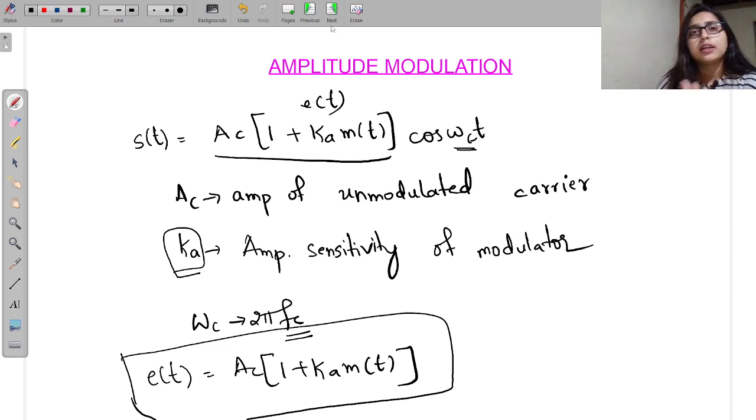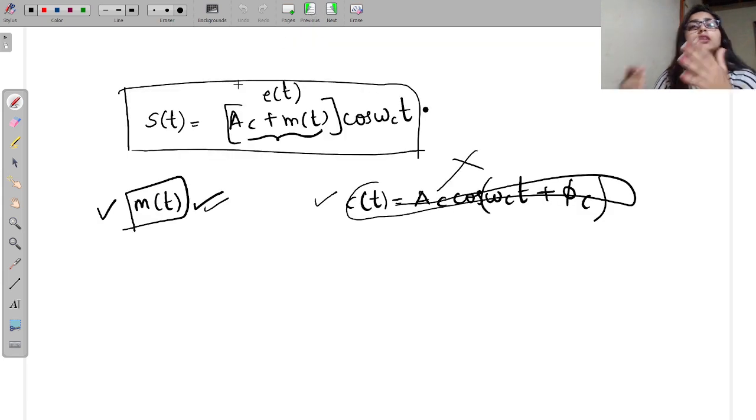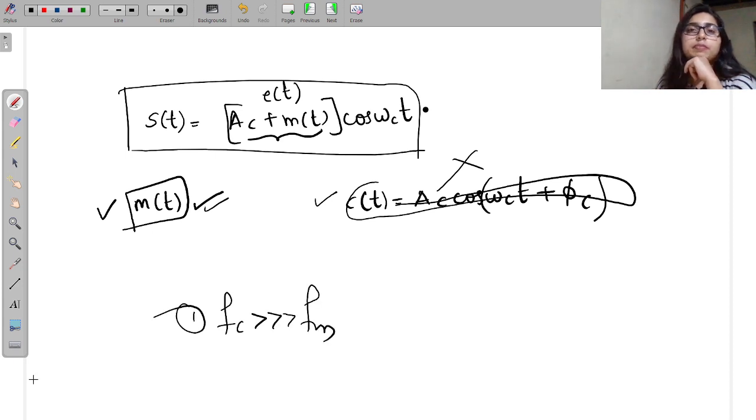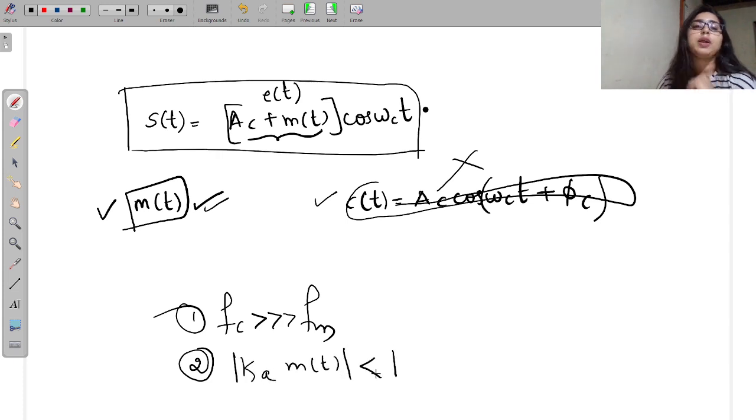Now, there are conditions for the envelope to follow the shape of the message signal. Two conditions should be satisfied. One is that the carrier frequency should be greater than fm, and the second is that the magnitude of Ka m of t should be less than 1. If these two conditions are satisfied, the shape of the envelope will be similar to that of the message signal.